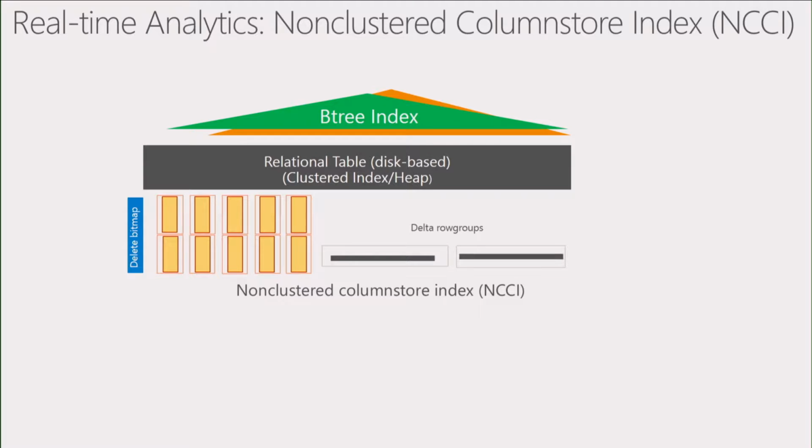This breaks that mold and takes a set of rows. Default is about 1 million. There are reasons it can be shorter than that. But say, give or take 1 million rows, and for each column, we'll compress it and put it in its own container.